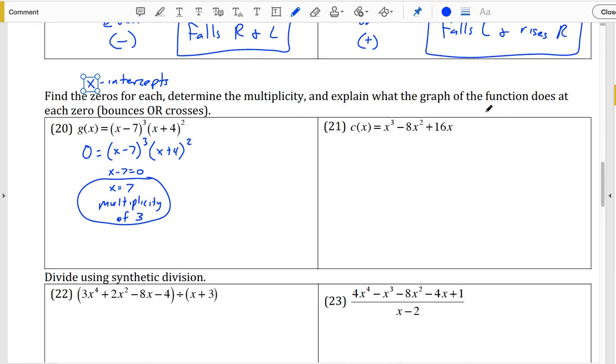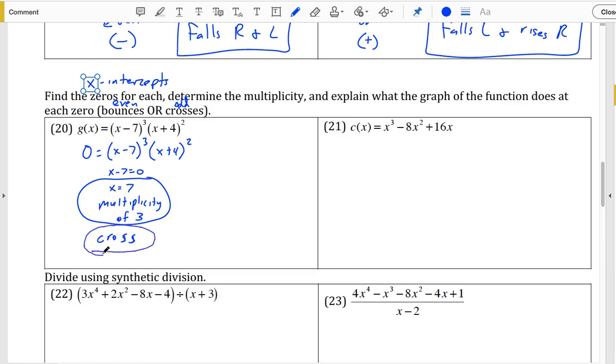And then explain what the graph of the function does at each 0, whether it bounces or crosses. Remember, it bounces off at even multiplicities, crosses at odd multiplicities. Okay, remember, the multiplicity is not the 0 itself, it's the exponent of that factor. So that's what the multiplicity is. So since this one had an odd multiplicity, we know it would cross. So it crosses the x-axis at that point.